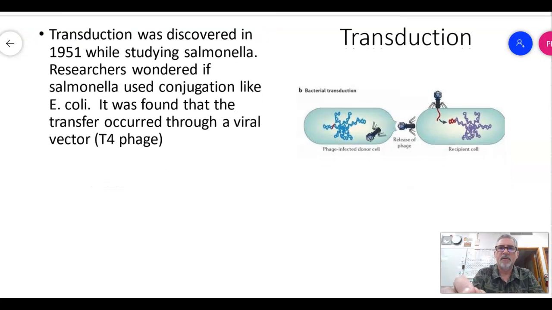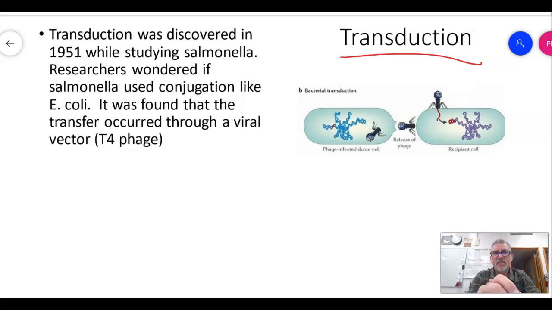Transduction is our third method. So now we're at 1951. It was discovered when researching salmonella. Salmonella doesn't have a fertility factor, so it can't transfer via conjugation. Transformation will work for it. Transformation will work for essentially any bacteria, but conjugation will not.